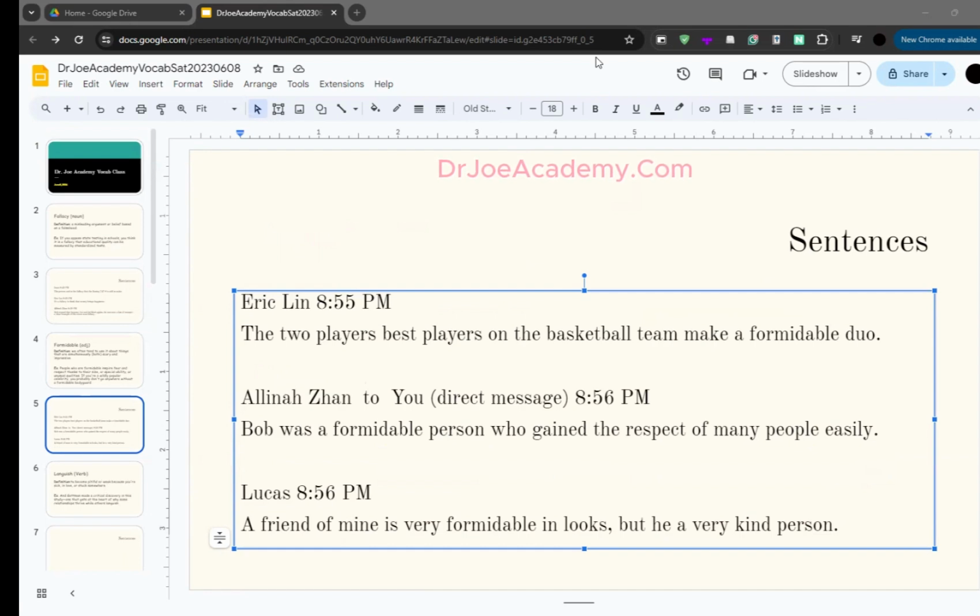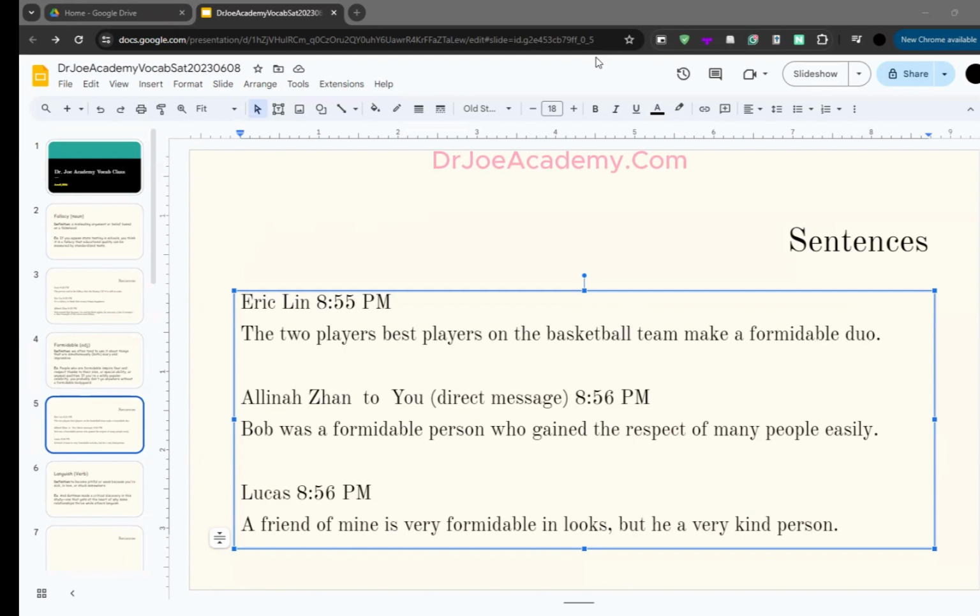Great job, Eric. So this is a very creative sentence using the word formidable. So great job. And Alina, do you want to read your sentence? Bob was a formidable person who gained the respect of many people easily.